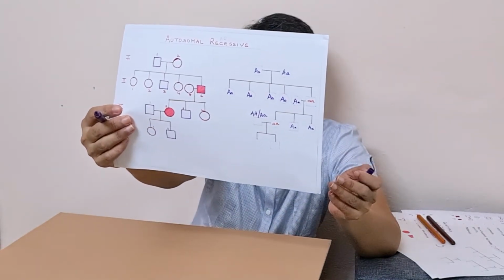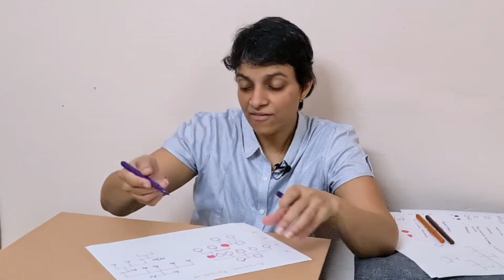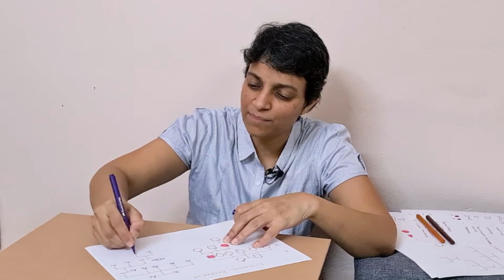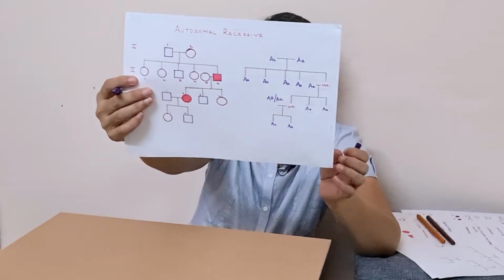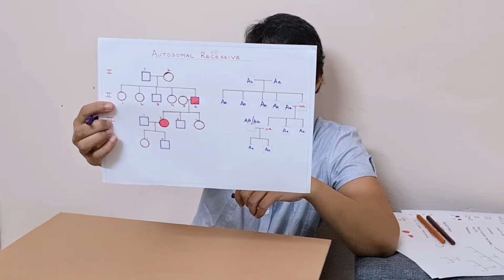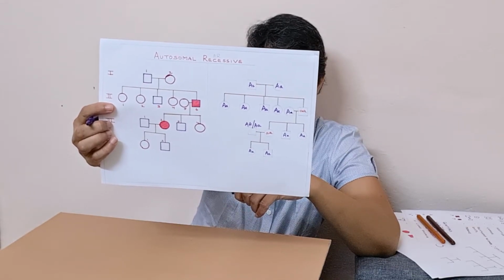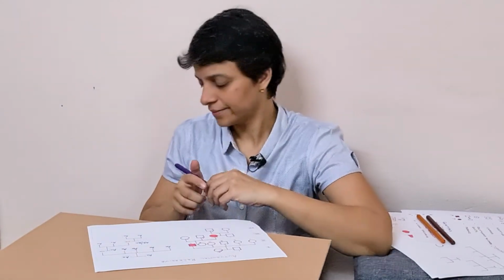And with this combination, whatever be the man's genotype, the children will obviously be capital A, small a, because they did not show the disease. This is how we figure out the genotypic information in a recessive pedigree. I hope all of you got it. Now we will move on to autosomal dominant pedigree.